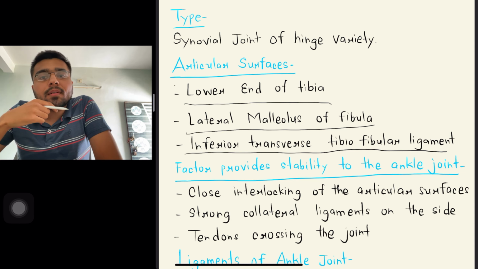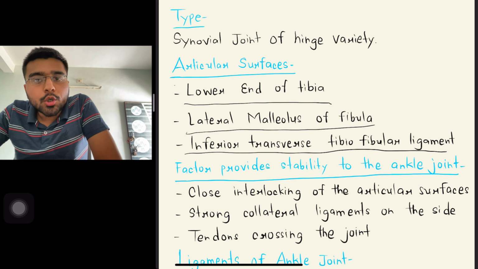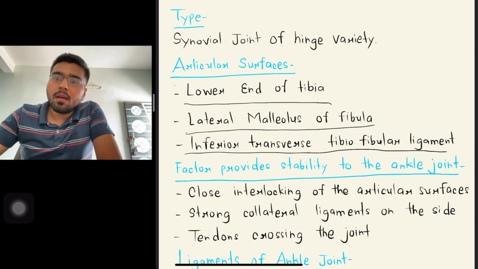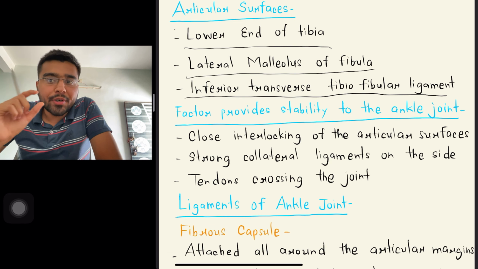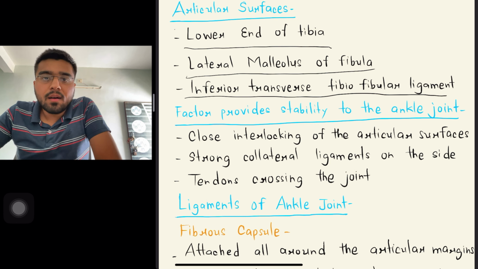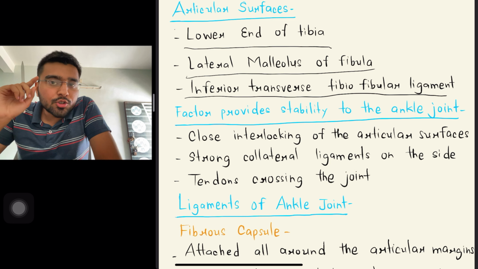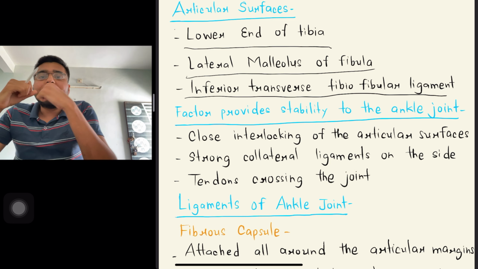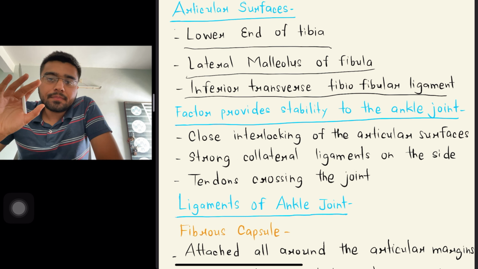Now let us discuss the important factors that provide stability to our ankle joint. There are mainly three factors. The first one is close interlocking of the articulating surfaces. The articulating surfaces which take part in the formation of the ankle joint, that close interlocking, makes the ankle movement more flexible and more stable.